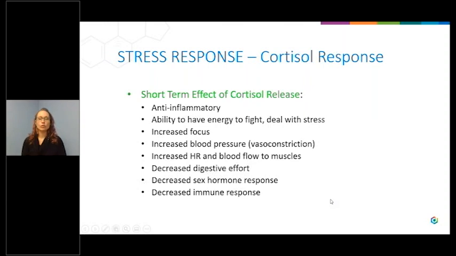Here we go. So when we have the stress response, that short-term effect or acute response to stress when cortisol is released, generally anti-inflammatory, and have the ability and energy to fight or deal with the stress. Increased focus, increased blood pressure. This means increased heart rate and blood flow to your muscles. This also means decreased digestive effort, right? Like your body's not going to be digesting food like Thanksgiving Day when you are running.